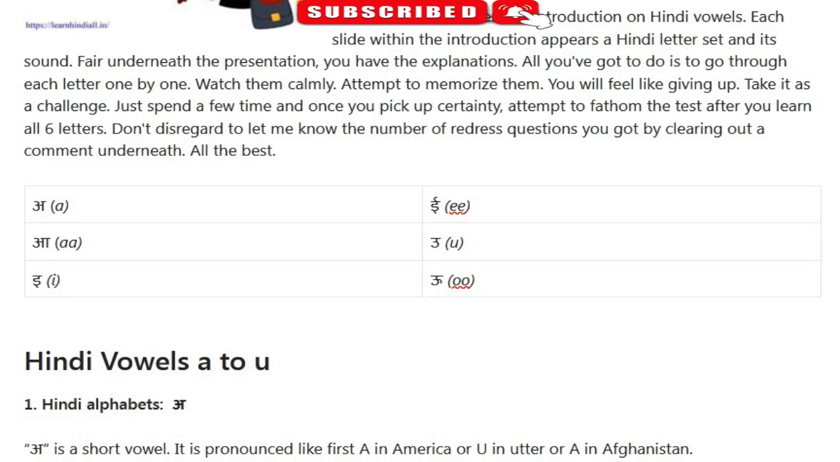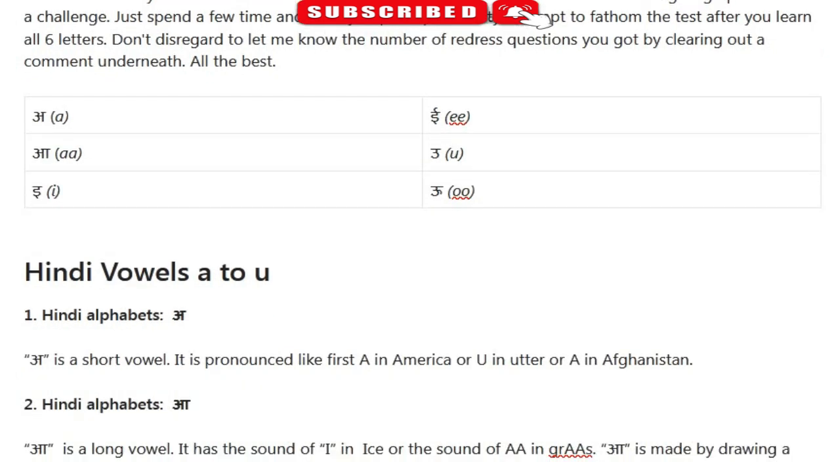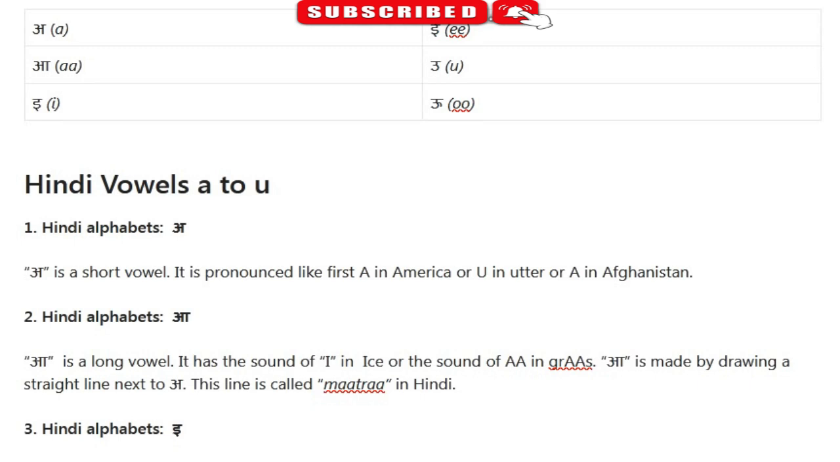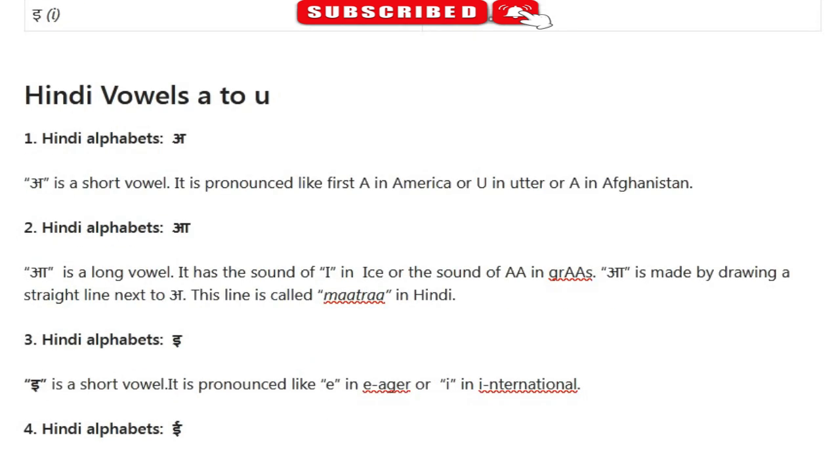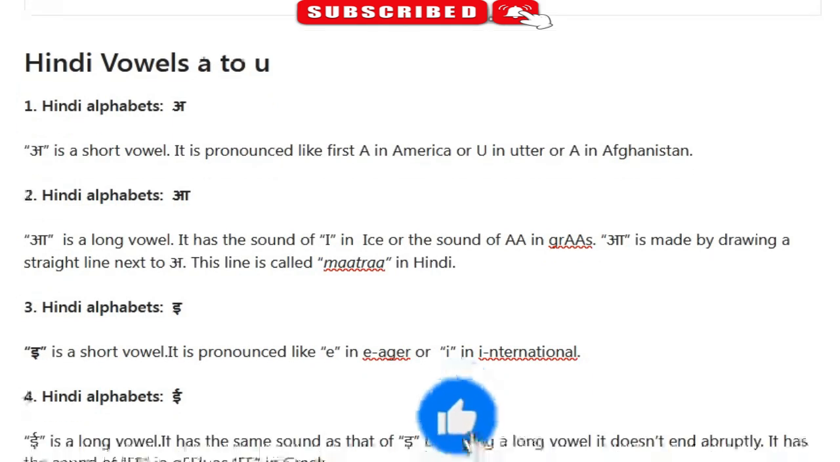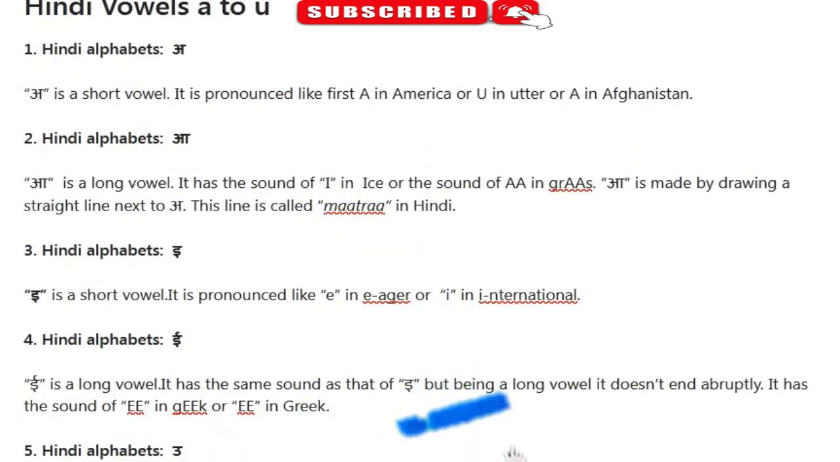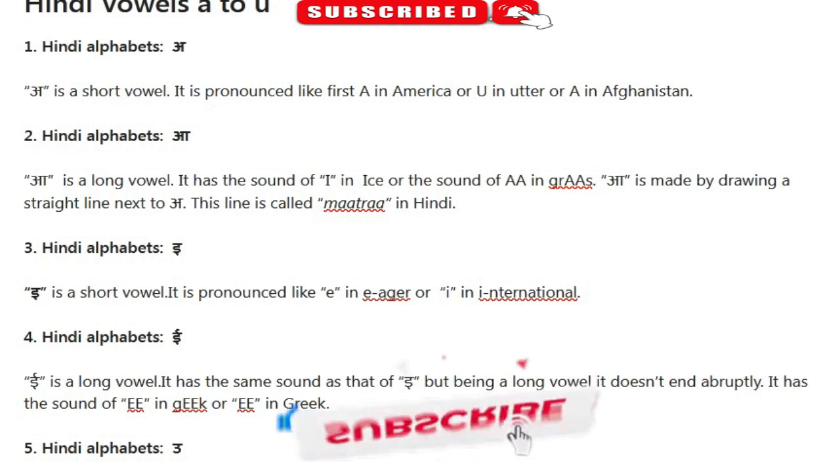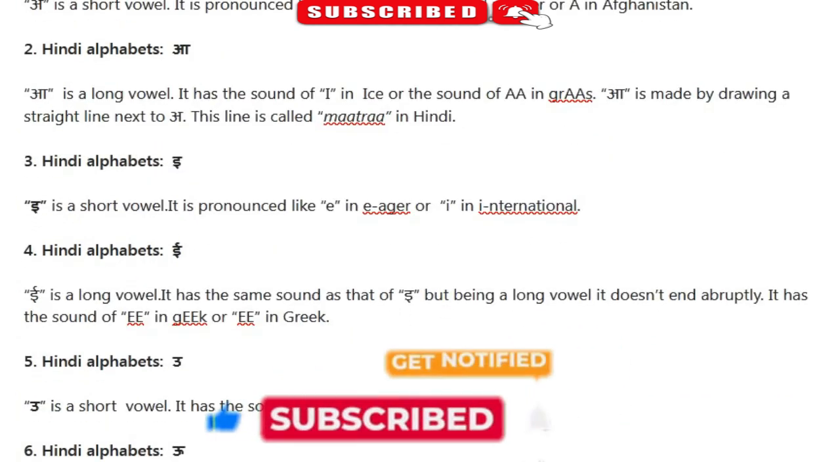Hindi vowels A to U. Hindi alphabet A. A is a short vowel. It is pronounced like the first A in America or U in Uttar or A in Afghanistan.